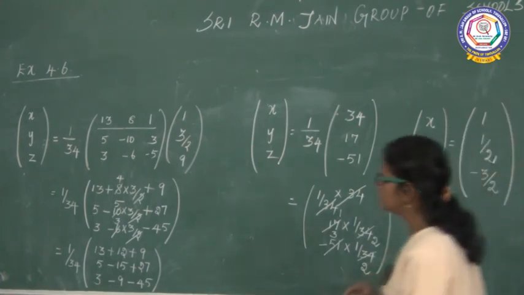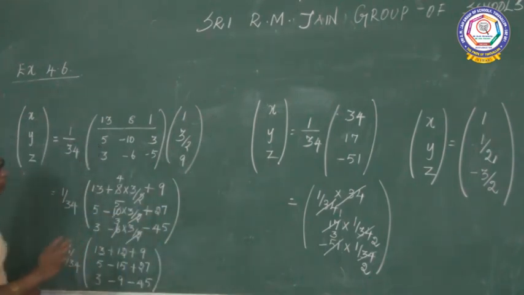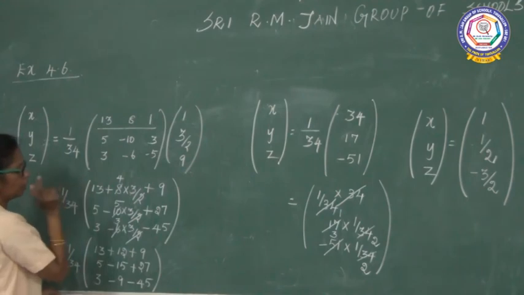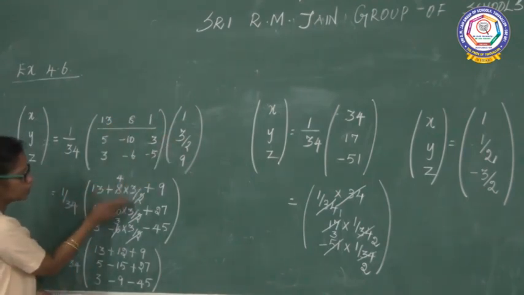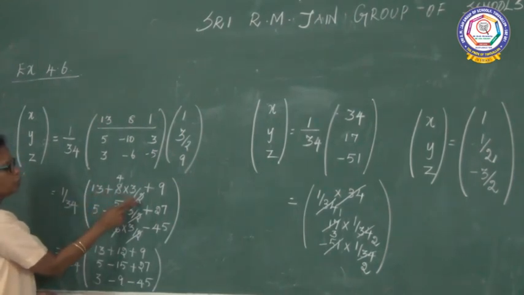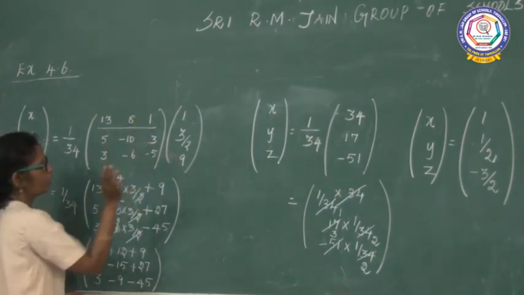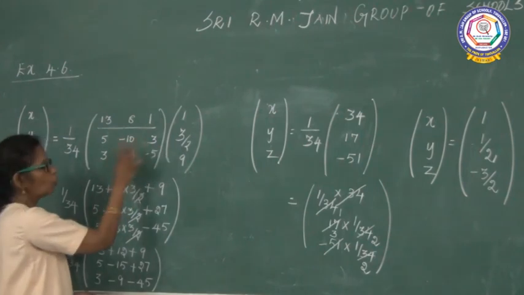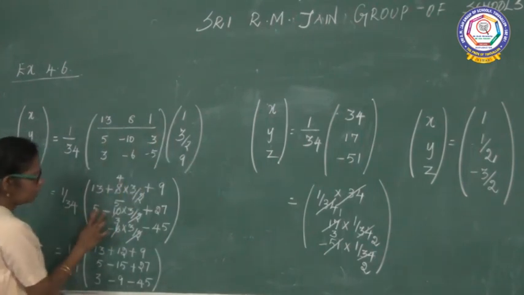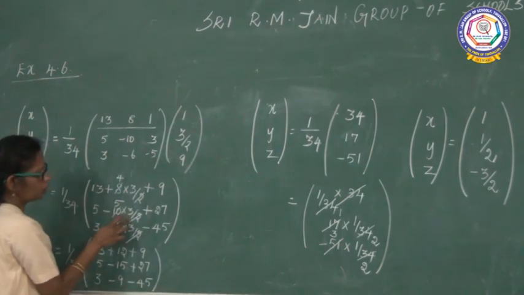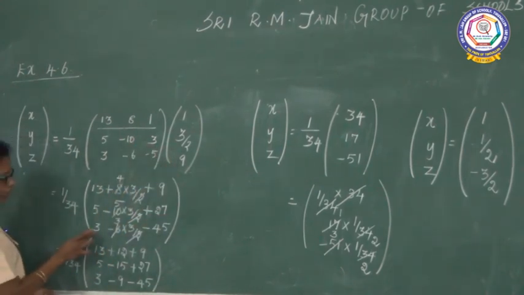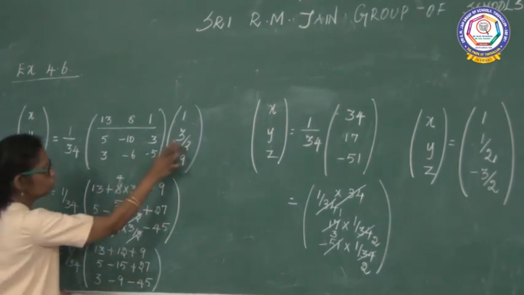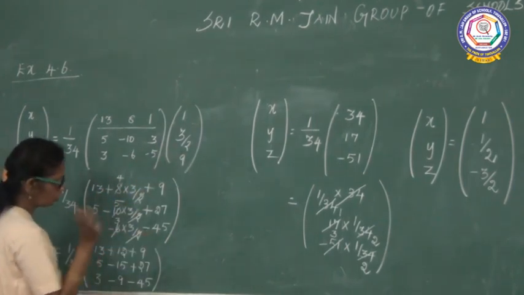Again I repeat: see, it is a fraction, so while doing the multiplication you have to be very careful. 13 into 1, 13 plus 8 into 3 by 2. Here the cancellation is possible, so I cancel. 2 fours are 8 plus 9. Pass on to the next row: 5 minus 10 into 3 by 2 plus 3 nines are 27. 3 minus 6 into 3 by 2, minus 45.